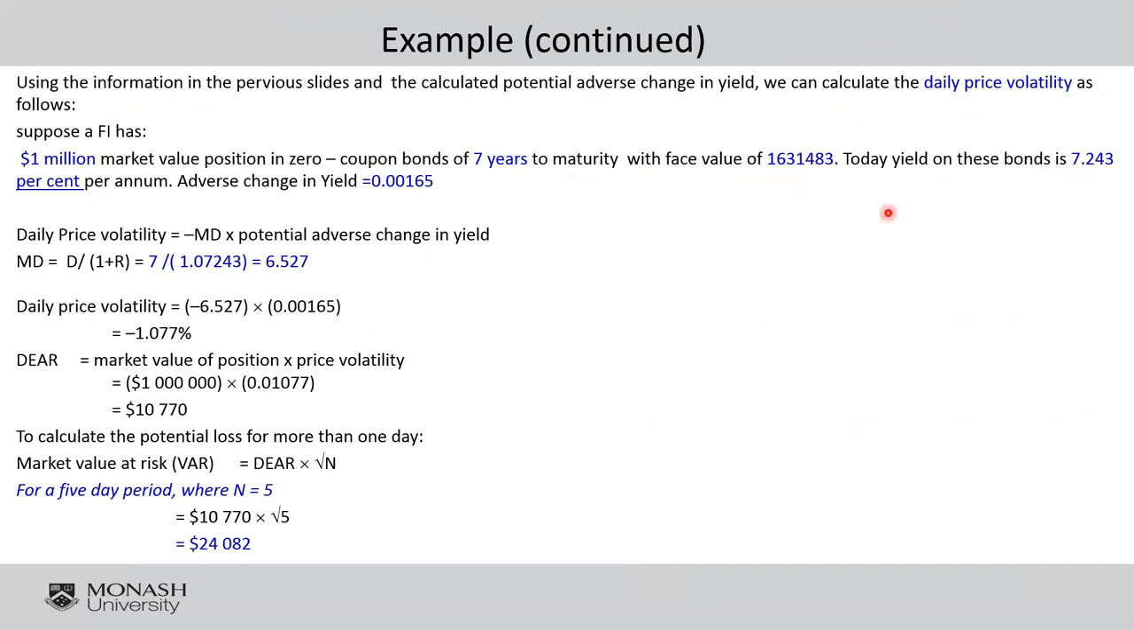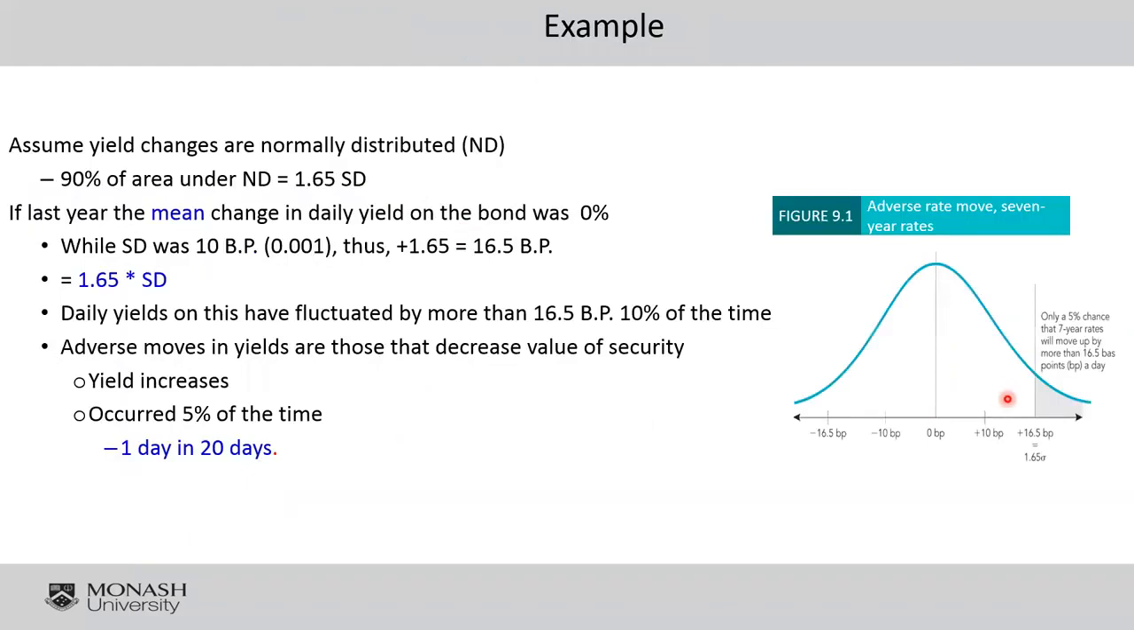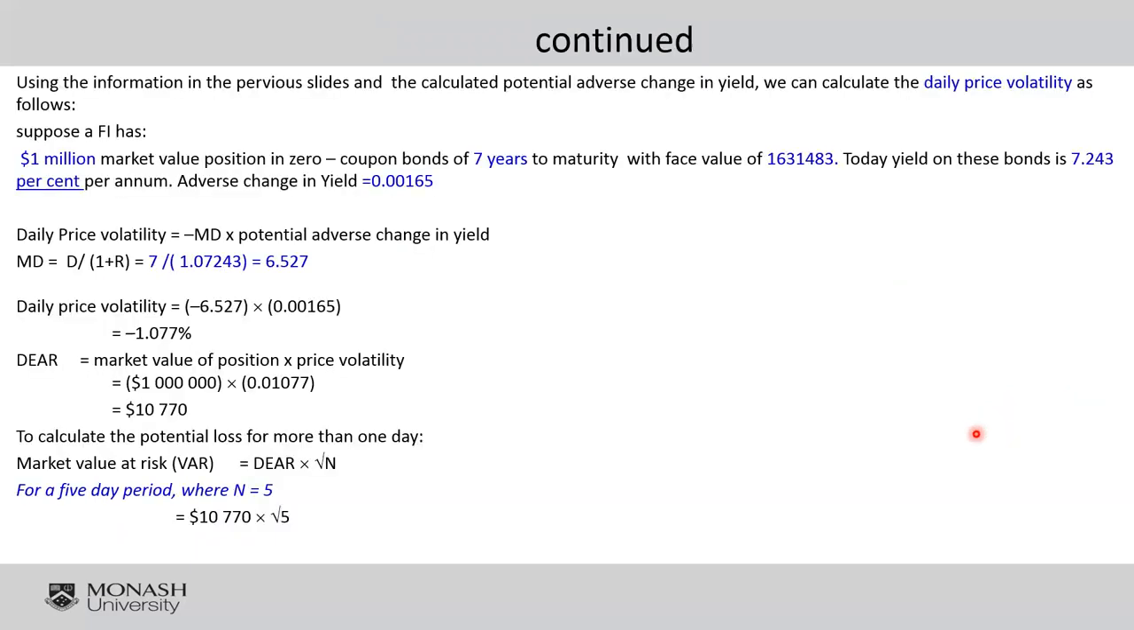2.43%, and the adverse move in the yield is 16.5 basis points. Where did I get this one? I got it from the previous slide, which is this area: the standard deviation times the z-value, which is 16.5 basis points. Now it's easy for me to calculate the DEAR because I need to calculate the daily price volatility. This comes from the formula, which is modified duration times the potential adverse move. I have the potential adverse move.